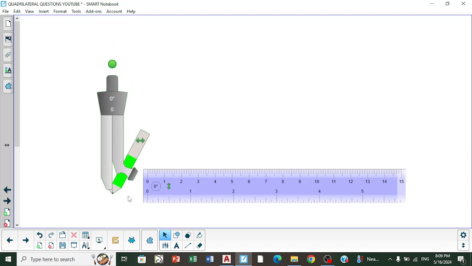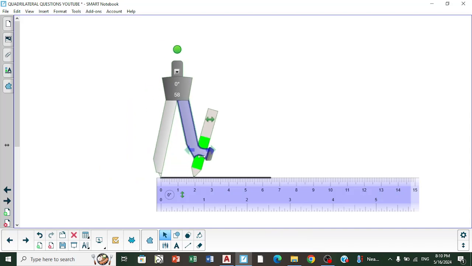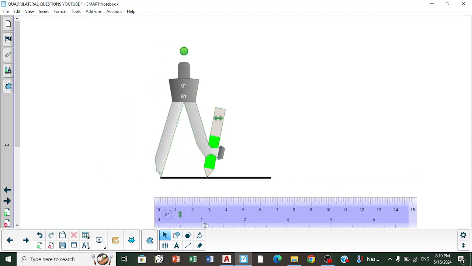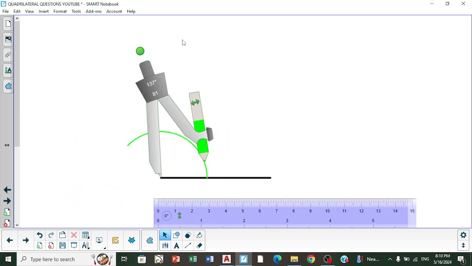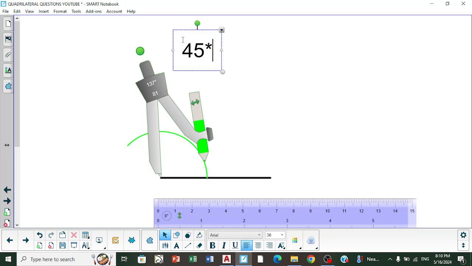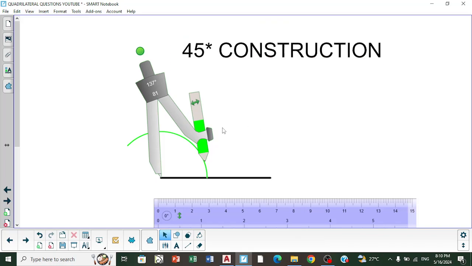So a 45 degrees angle, all right, so I'm going to draw my straight line. Let's construct an angle. And half of 90 is 45. So you can construct 90 degrees, you can construct 45 degrees. So this is my 45 degrees construction. That's a hint to construct these rhombus.